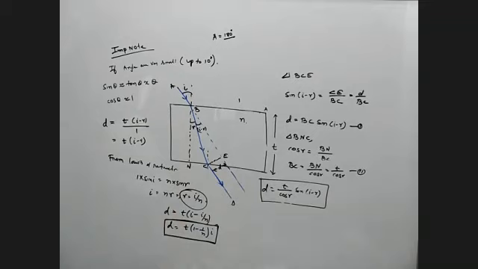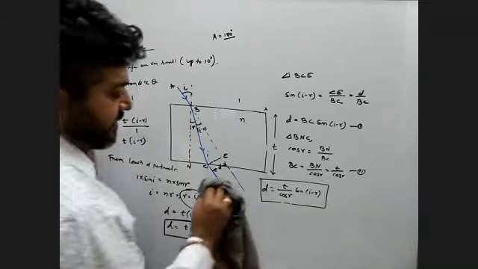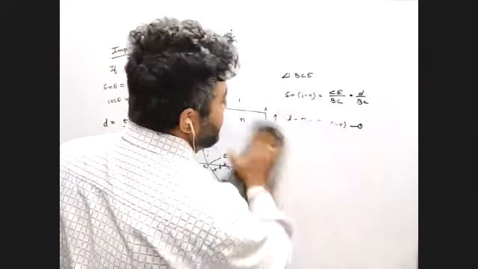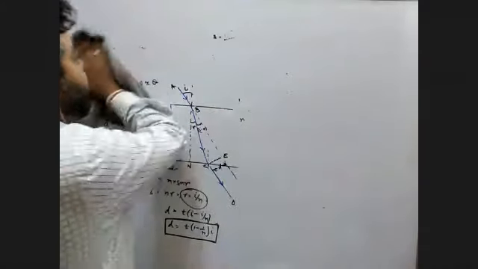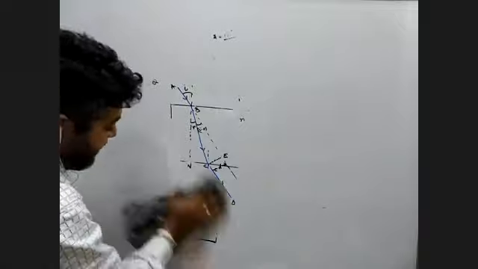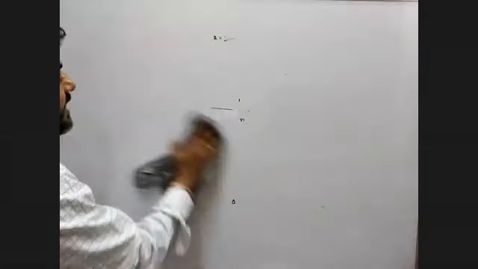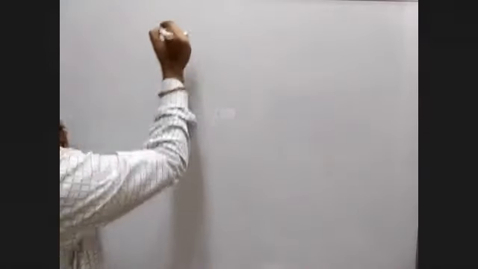Yes, sir. Okay. So after that, the next very, very important part is real depth and apparent depth. In the case of real depth and apparent depth, you have two types of situation. So real depth and apparent depth.